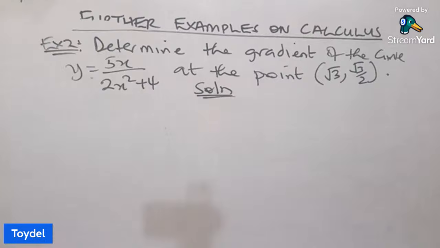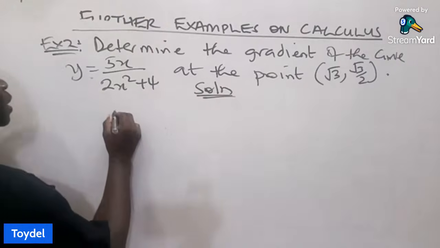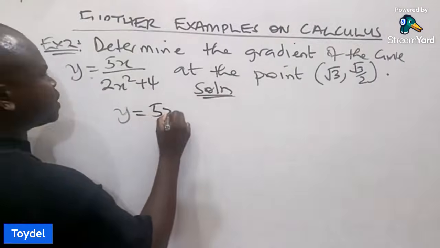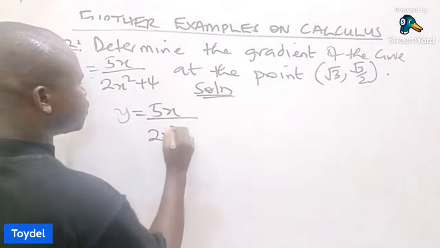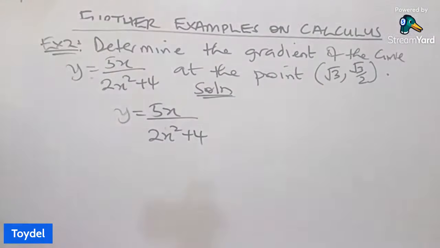How do we get the gradient? That is what we are about to do now. How do we get this gradient? Of course, y is given as 5x all over 2x squared plus 4. That is why y is equal to 5x all over 2x squared plus 4.